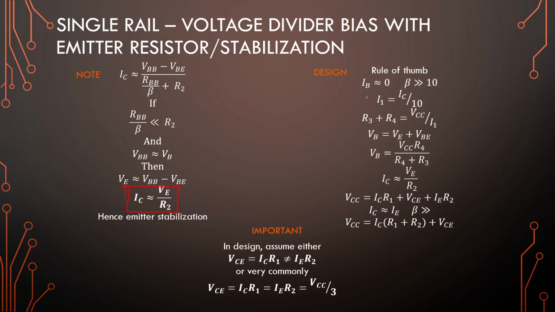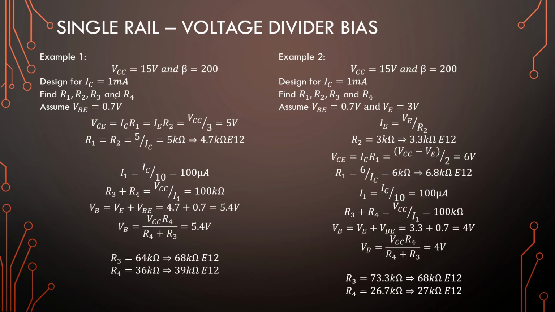So, rule of thumb again, if beta is much larger than 10, we can say that we can calculate I1, get resistor 3 and 4, use this equation to get resistor 2, and with our VCE value and our choices of VCE, we can find our resistor 1 value. Okay, so putting it in an example, using a VCC of 15 volts, find all 4 resistor bias for 1 milliampere, R1 and R2 with the assumption of VCC over 3 would be 4.7 kilo ohms. Resistor 3 and 4, 100 kilo ohms, just like the previous example.